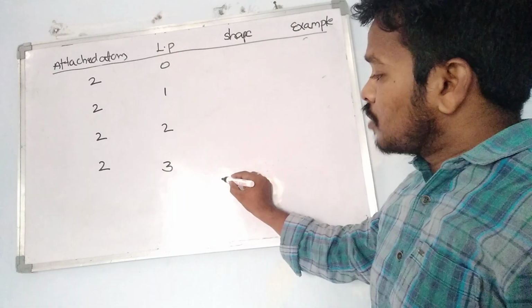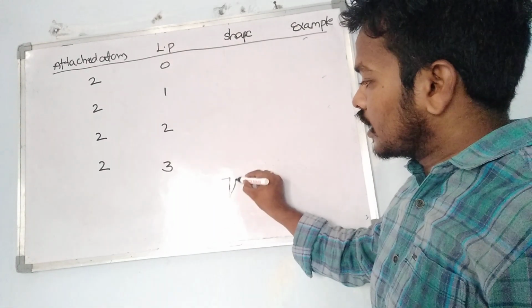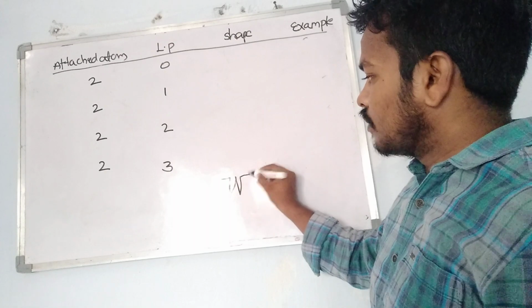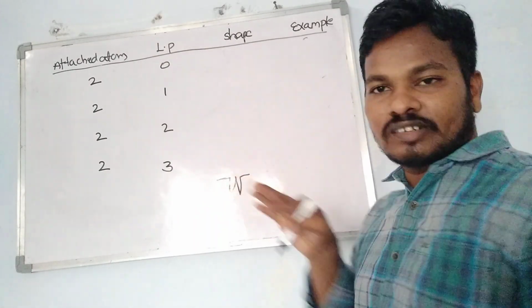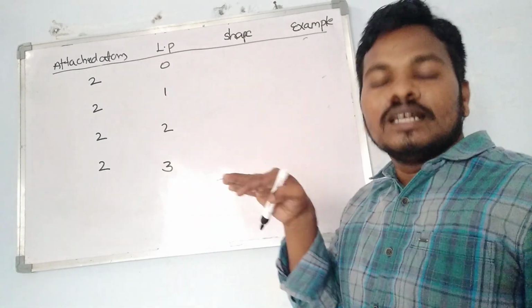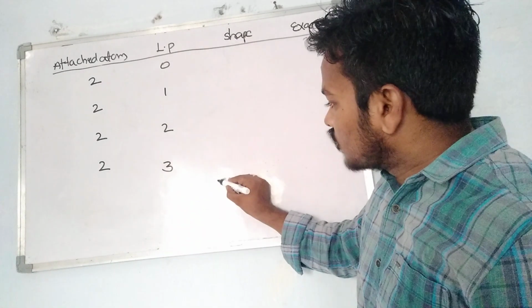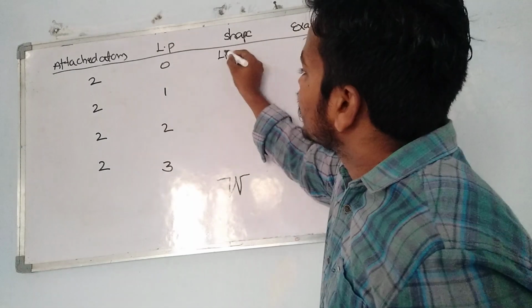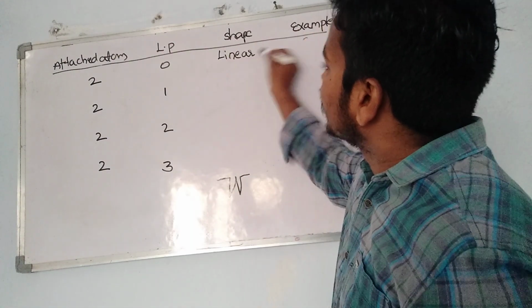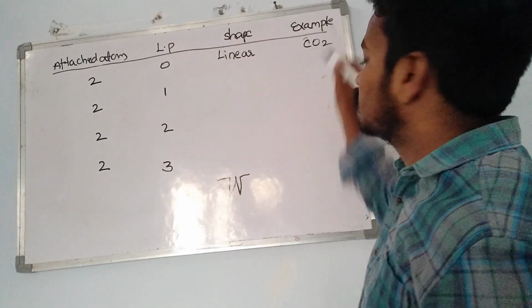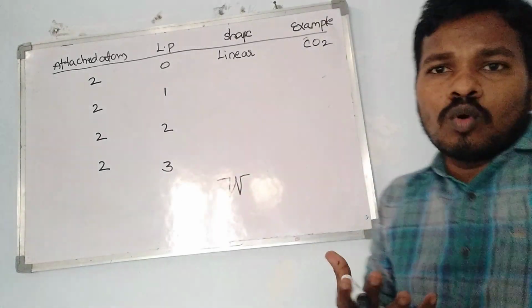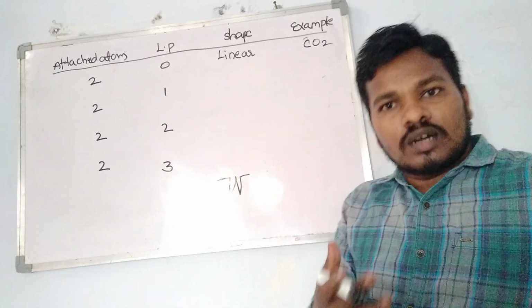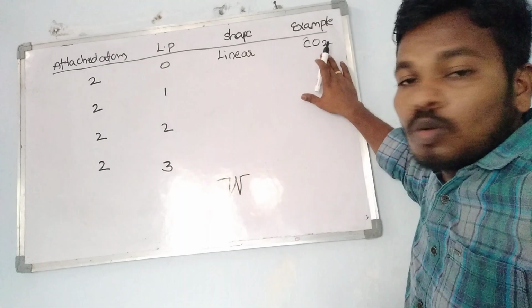Just draw the diagram like this, which looks like a W, and extend the ends like this. So it is like a straight line. In chemistry that is called linear. So the first one is linear; just write it as linear. Example: CO2. CO2 is linear with 0 lone pairs of electrons. Valence is 4. Out of the 4 electrons, they are participating in bonding with the 2 oxygen atoms.